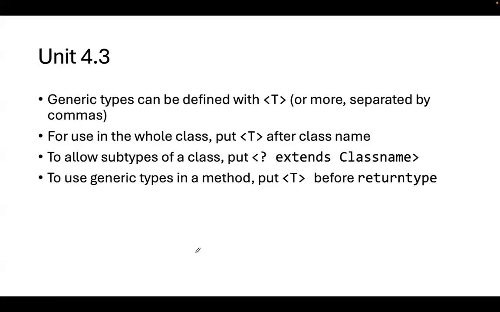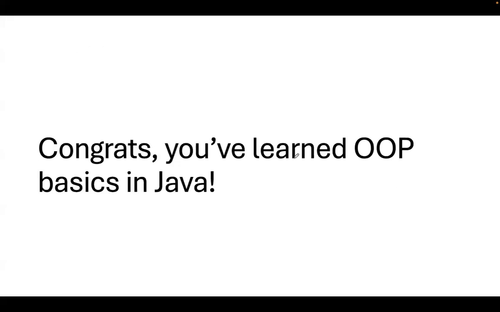And then we talked about generic types, where we define those with these angle brackets that go after the class names. We can restrict it to somewhere in the hierarchy. And with that, we've done the basics of object-oriented programming.